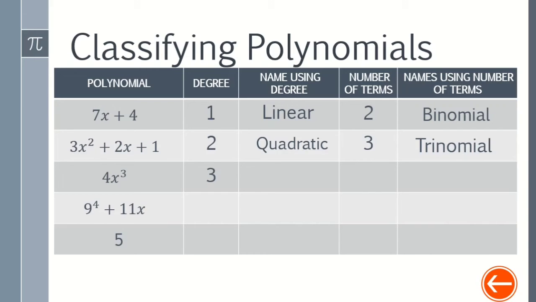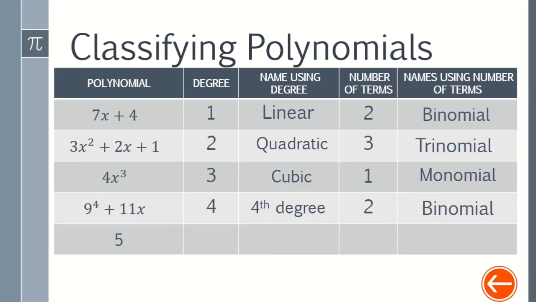Dito naman, nakita na agad natin na meron siyang 3 degree. Okay, kaya ang tawag sa kanya ay cubic. Pero isa lang yung term niya, kaya ang tawag sa kanya ay monomial. And dito naman, nakita natin yung first term natin ay may 4 degree. Kaya ang tawag sa kanya ay 4 degree. Meron siyang 2 terms. First term natin is 9 to the 4th and then second term is 11x. Kaya ang tawag sa kanya ay binomial. Ito ay 0. Wala siyang kasamang variable. Kaya ang tawag sa kanya ay constant. Pero meron siyang isang term. Tawag sa kanya ay monomial.